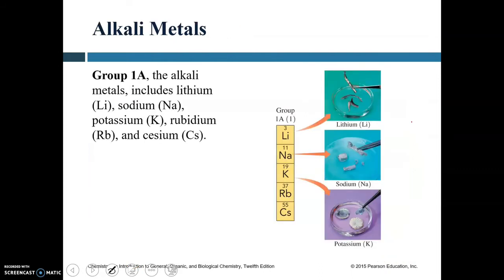So alkali metals, the most metallic metals of all, include elements like lithium, sodium, potassium, rubidium, and cesium. All of them are extremely reactive.